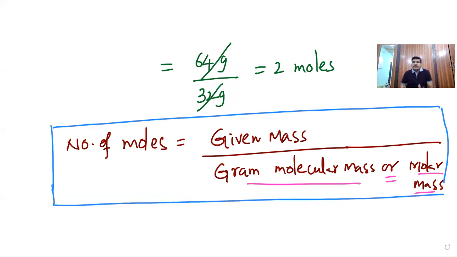Here afterwards, number of moles is equal to given mass divided by gram molecular mass. The term is associated with the molecule, or simply molar. Gram molecular mass is also known as molar mass. Same problem I am explaining by this method.